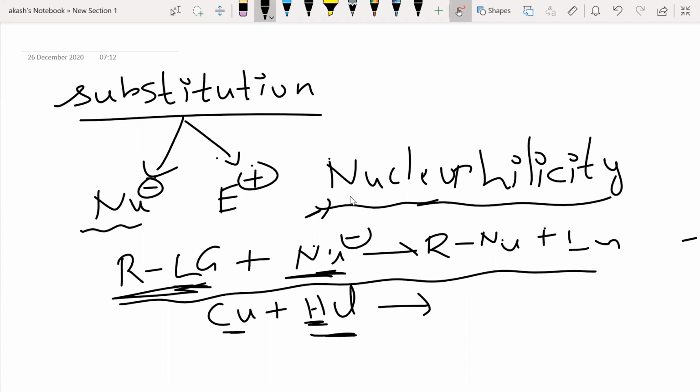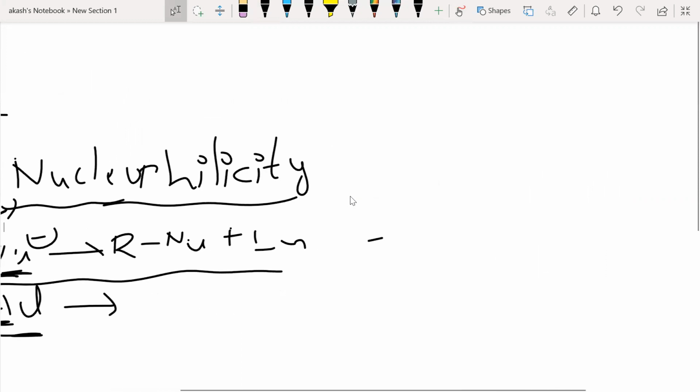Now, can we determine it? If I give you two nucleophiles, say OH minus and Cl minus, or say CN minus, H2O, so many nucleophiles, will you be able to predict which one is more nucleophilic or which one is less nucleophilic? Yes, you will be able to predict. There are certain ways by which you can predict the nucleophilicity. There are a few points you can follow.